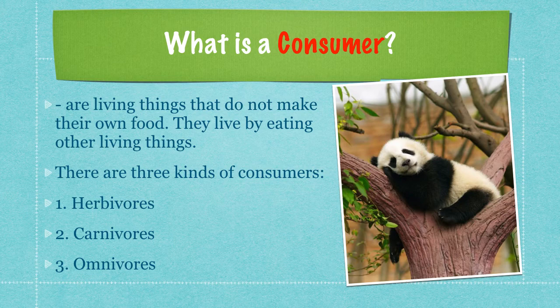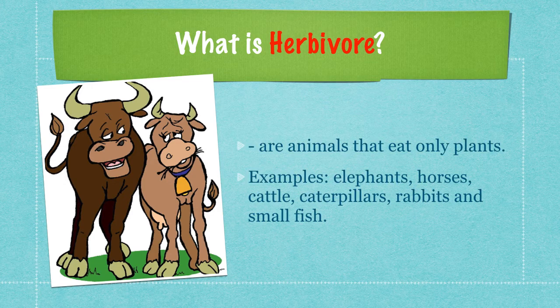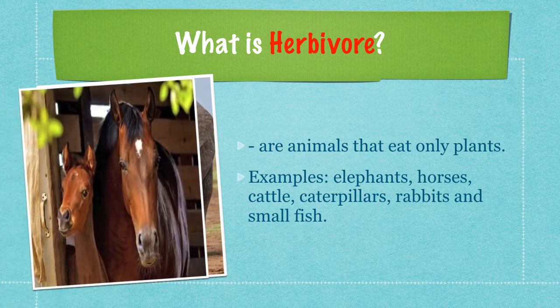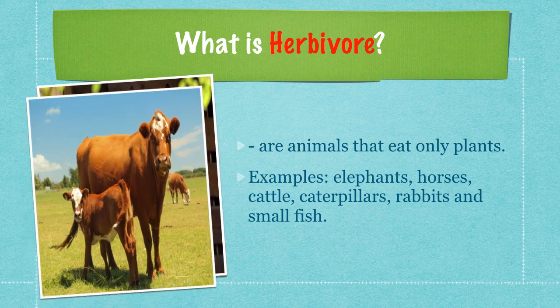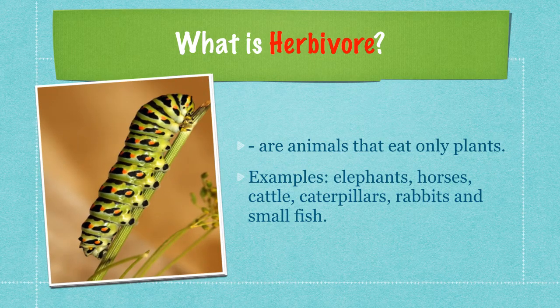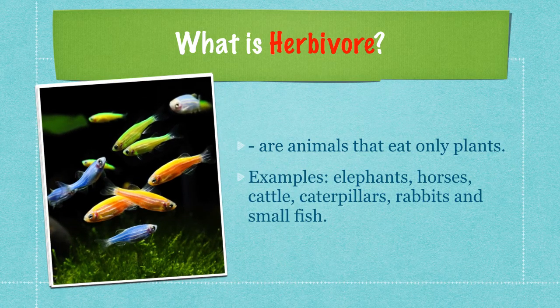Let's continue. What is a herbivore? Herbivores are animals that eat only plants. We have elephants, horses, cattle, caterpillars, rabbits, and small fish. They eat only plants.